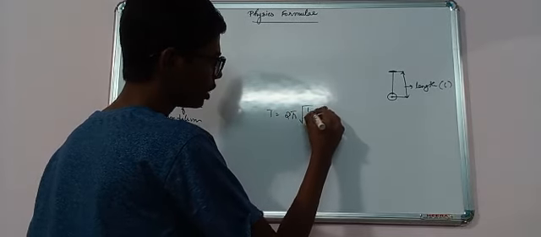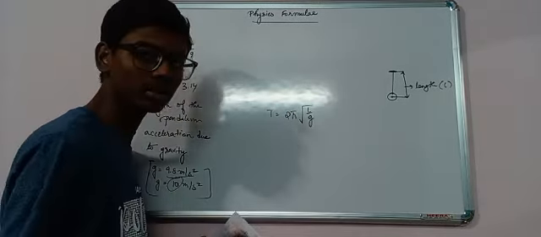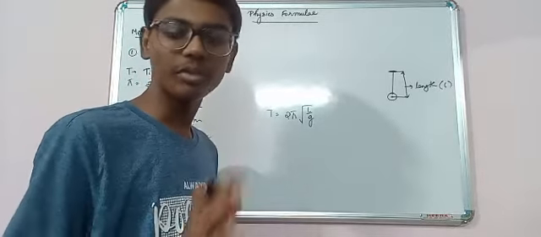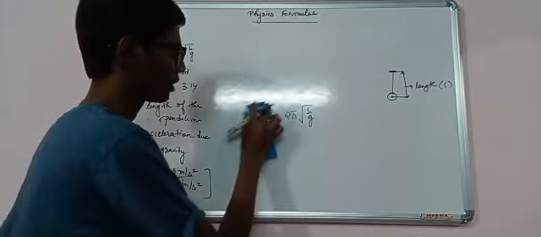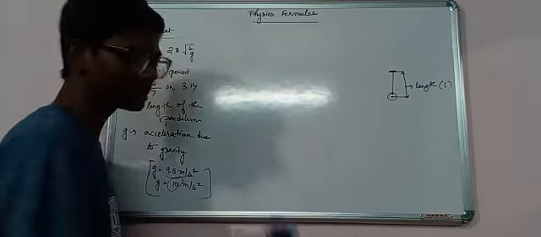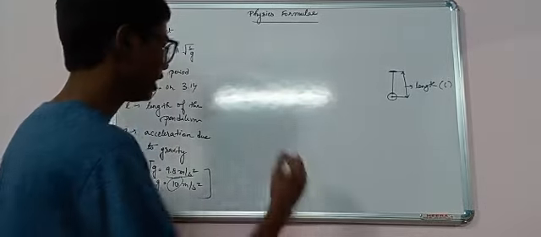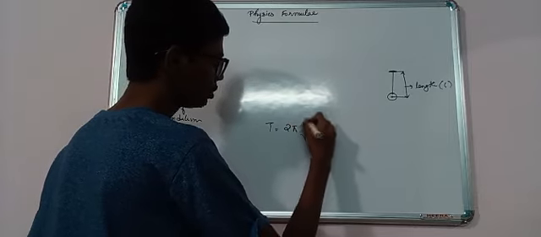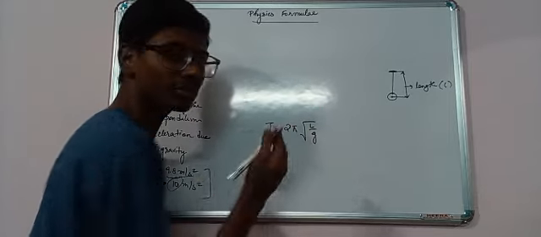Why, you know? Because you have root over of L by g. You have this root over of L by g, right? People will face difficulty here, because everyone is not accustomed to the calculation of roots. Hence, even I do make mistakes while calculating using this. Hence, we have a small trick.